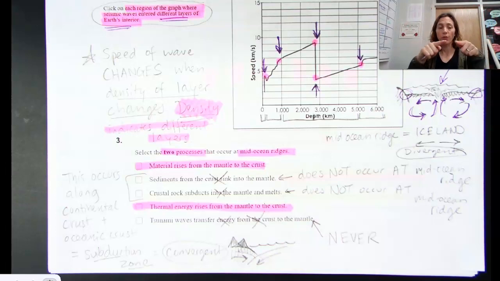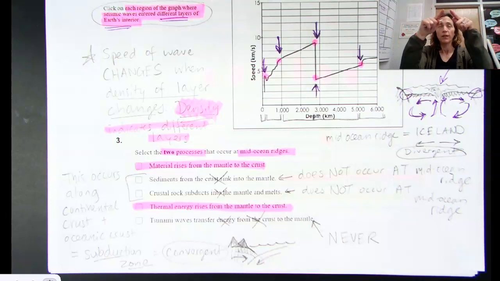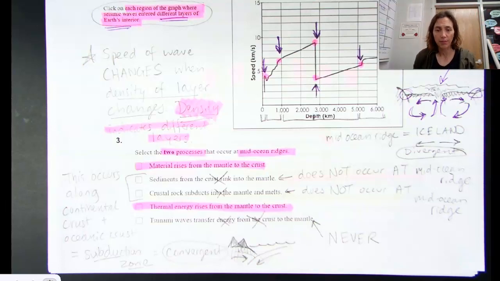Okay, and this thermal energy rising is what brings the material to the surface of the crust at these mid-ocean ridges, and new crust is made. Okay. Last, tsunami waves transfer energy from the crust to the mantle? No, that doesn't even make sense. Okay, we'll talk about tsunamis later.